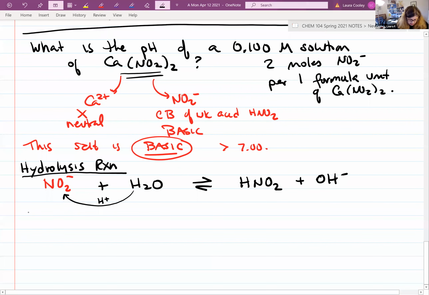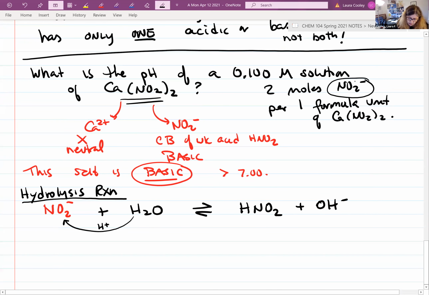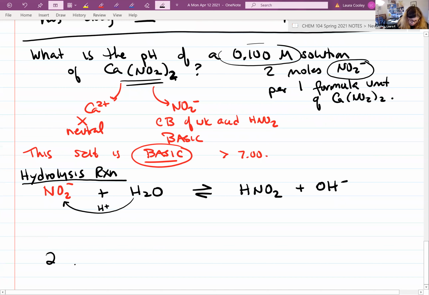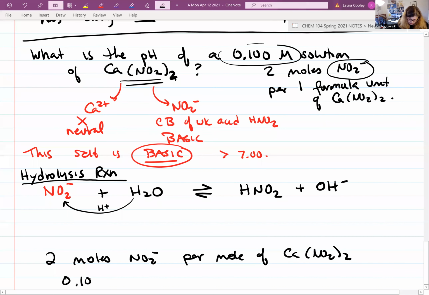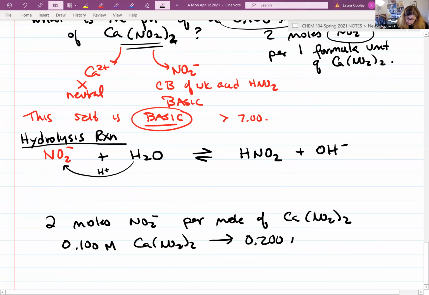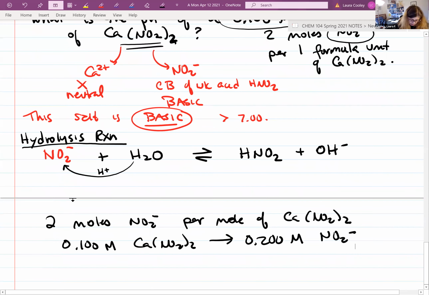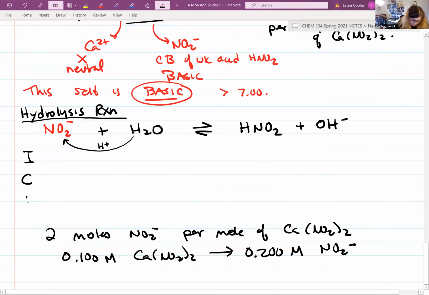The only difference here is that when you set up your ICE problem, you have to realize that you have twice the molarity for NO2 minus as what you had for the calcium nitrite, because you have that 2 there in the formula. So we basically have 2 moles of NO2 minus per mole of Ca(NO2)2. So instead of 0.1 molar, that's what you had for the calcium nitrite, this is 0.2 molar NO2 minus. And so when you do your ICE problem, you have to be sure to put that in here, that this is 0.2 molar, not 0.1 molar.